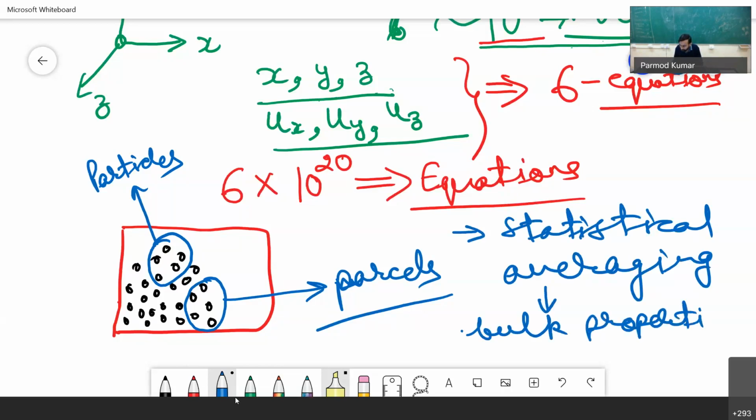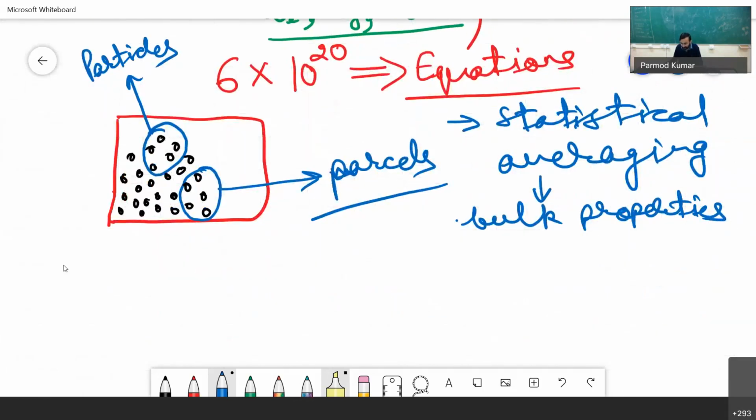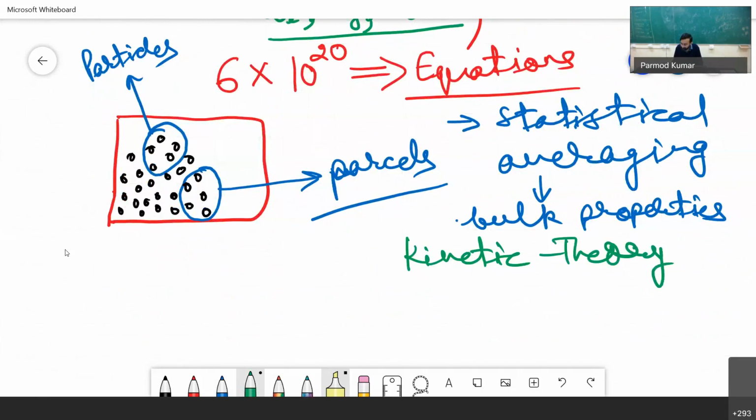So another approach is that we are converting the group of molecules, considering these groups of molecules as particles. Then we analyze these individual particles, and finally take statistical averaging in order to determine the bulk properties. This type of approach employs the kinetic theory of gases. You might already know from your fundamental subjects that we can analyze the system with the help of kinetic theory of gases also. It basically employs this approach where we take a group of molecules as parcels, and then do the statistical averaging in order to determine the bulk properties.